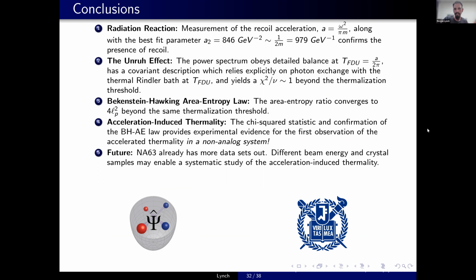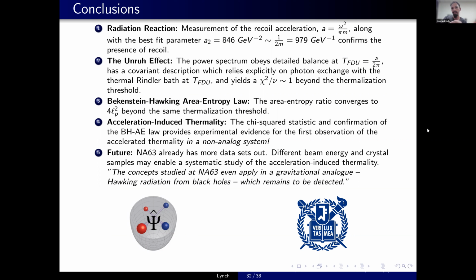There are more data sets from NA63, and it's even on their website that the concepts studied at NA63 even apply in a gravitational analog, Hawking radiation from black holes, which remains to be detected. So this is something that they were expecting to see, and it looks like they were actually successful in this 3.8 millimeter sample. So I guess thank you guys very much for your time.